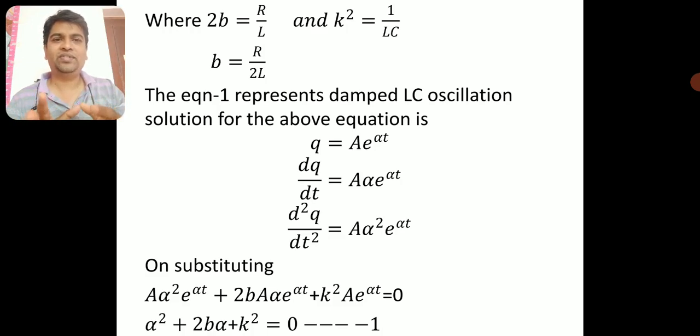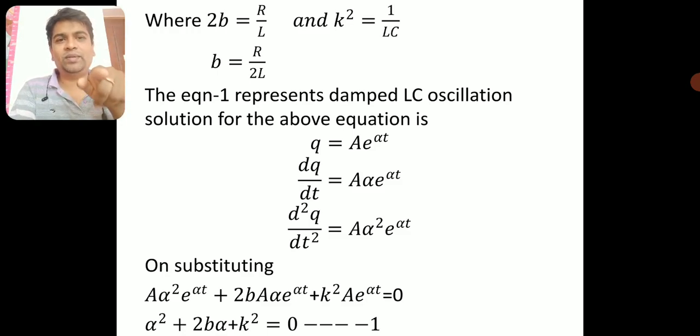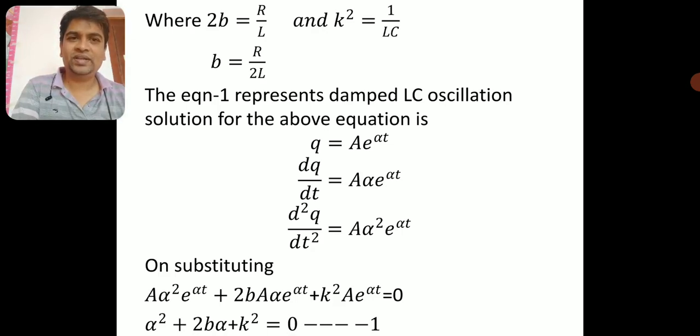I have substituted everything. Now if I simplify that, I'll take a e to the power of alpha t as a common factor, which is not 0. Therefore alpha square plus 2b alpha plus k square is equal to 0. Okay, right, I got an equation. Let's call it equation 2, because the numbering has got interchanged. Please make it equation 2. It is alpha square plus 2b alpha plus k square.